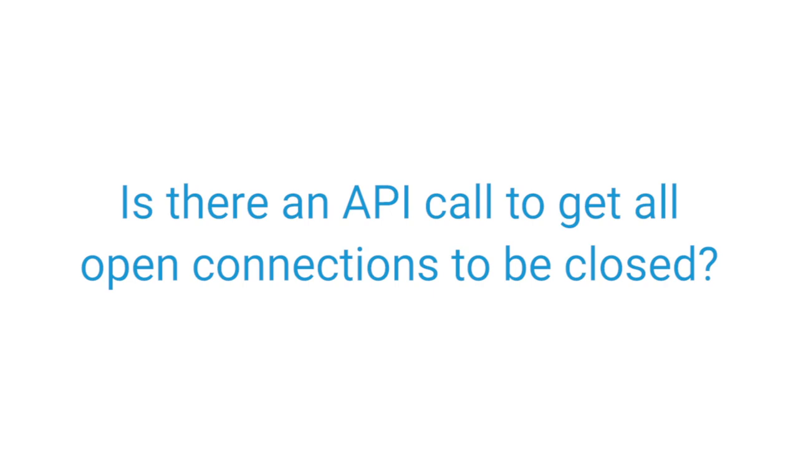Is there an API call to get all open connections to be closed? It's a good question. I'm unaware of any such API call. So if you're going to be managing connections, then you'll probably want to keep track of those connections in a list, and then when you want to clean up, go through that and close them all. I will also take this question back to engineering to see if maybe there's something that I'm unaware of, and we'll get that into the notes.